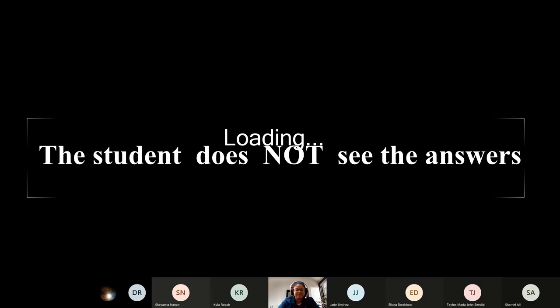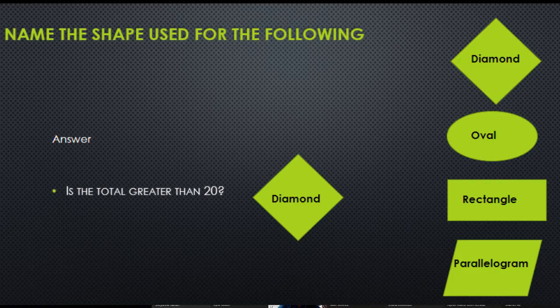Next one, name the shape used for the following. If I want to ask, is the total greater than 20? What shape do I use? Is the total greater than 20? A diamond. Very good, Eliana. Diamond. Now, flowcharts are very easy once you know your shapes.